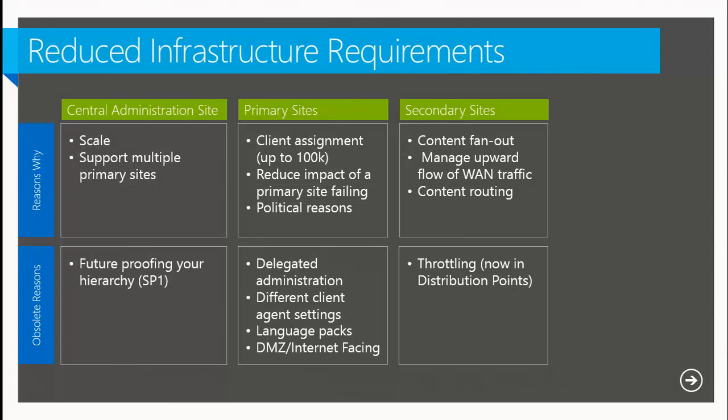When would you need a secondary site? You need a secondary site to fan out content. So suppose you have a site in London, and you have maybe several smaller offices in Africa with distribution points, and maybe the link is slow, and you don't want content to go directly to these DPs. You don't want clients to report status directly to that primary site. You could set up a secondary site in Africa. You do not need a secondary site for throttling, because in Config Manager 2012, this is done at the distribution point level.